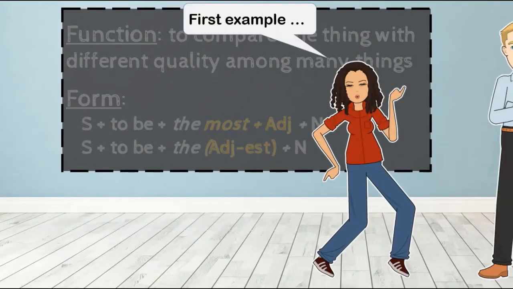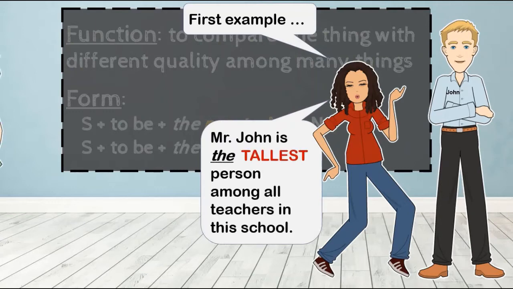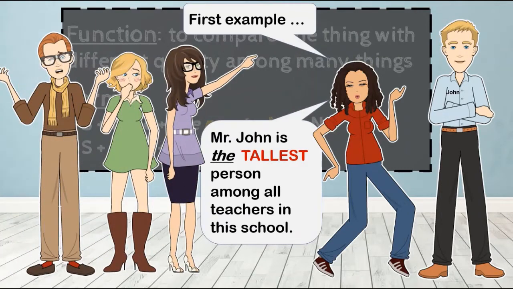Right, so the first example. Mr. John is the tallest person among all teachers in this school. As you can see, we are not comparing one to one, but we are comparing one thing among many things. We can see that there are 5 teachers here, and Mr. John has one different quality among these teachers. He is the tallest person. Don't forget to use the before you use the superlative adjective, and then add the noun person, the tallest person.